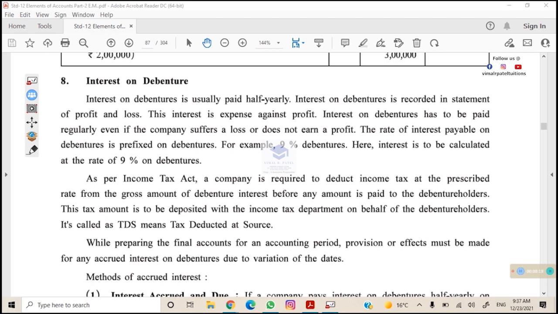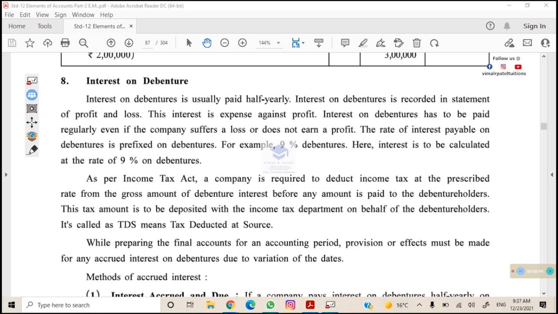Interest on debenture has to be paid regularly, even if the company is having a loss, because debenture holders are creditors of the company. The rate of interest payable on debenture is generally prefixed in advance. It is fixed in advance. For example, in a 9% debenture, interest will be paid at 9% per annum on the face value, the nominal value of the debenture.